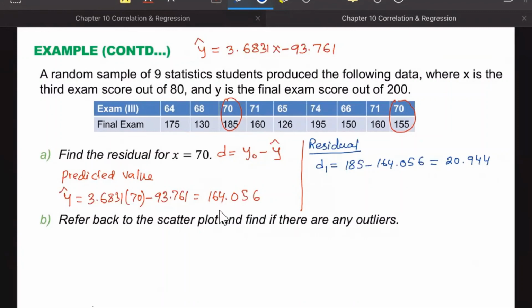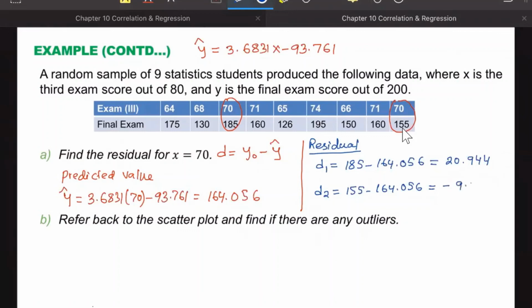The observed value is higher, it's 185, and the predicted value is smaller, so this residual is positive. Let's find the other one, D2. Your observed value for D2 is 155 minus the predicted value 164.056. Please use your calculator again and perform that subtraction. 155 minus 164.056. What is your result?